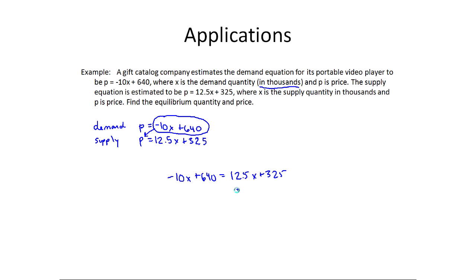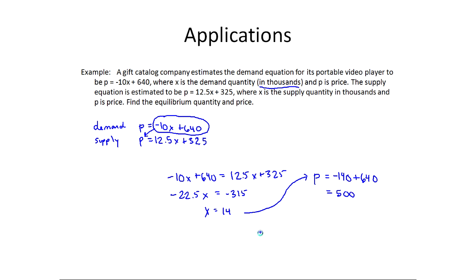If I was to bring the 12.5 over, I would get minus 22.5x. And then bring the 640 over, I'm going to get 325 minus 640, which I'm checking on the calculator is negative 315. So x is going to be negative 315 divided by negative 22.5. And so I get 14. Okay, now even though it's in thousands, don't worry about that just yet. We want to figure out what p is, so I'm going to plug that into the very first equation. So p is negative 10x, so it's negative 140 plus 640. In other words, it is 500.